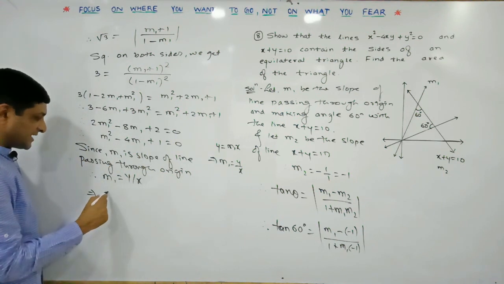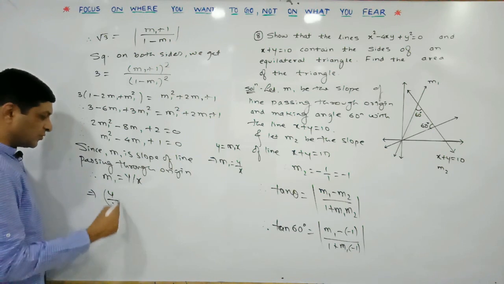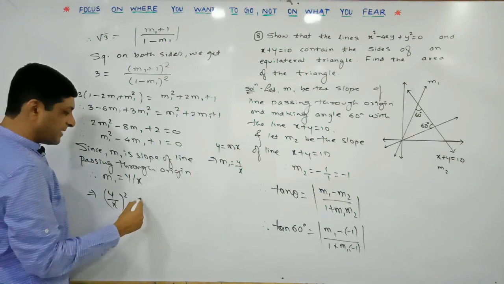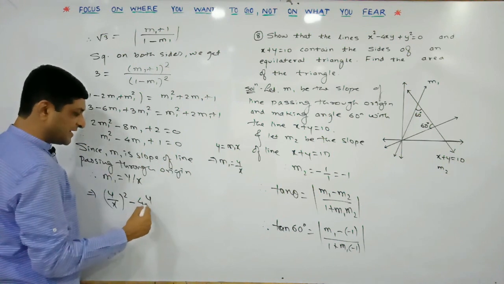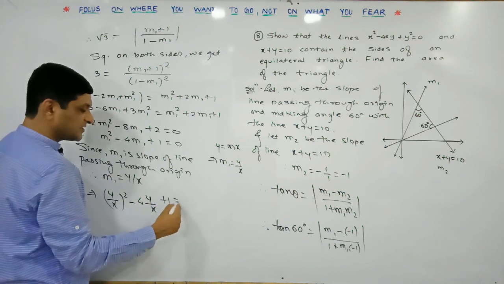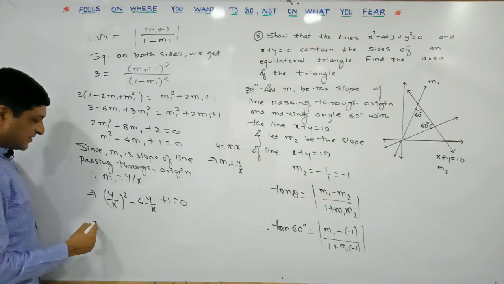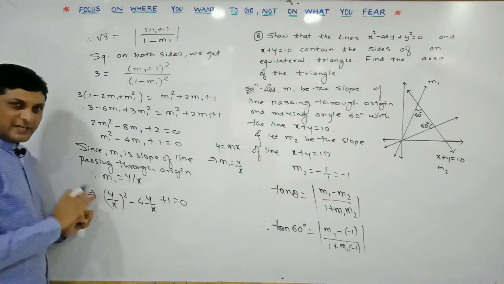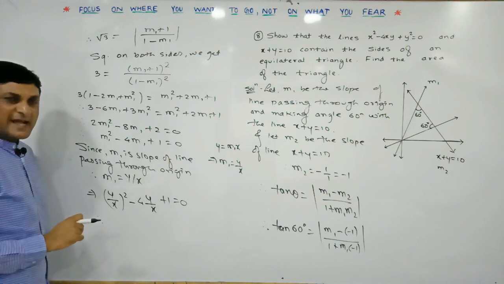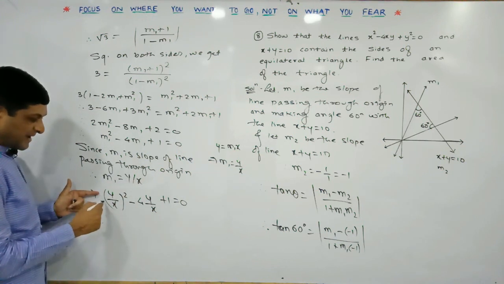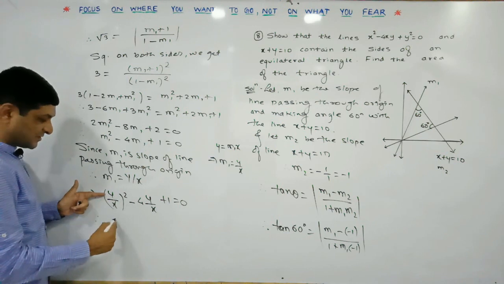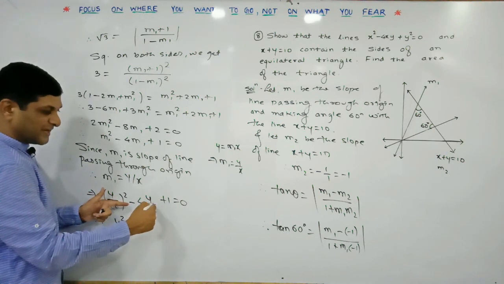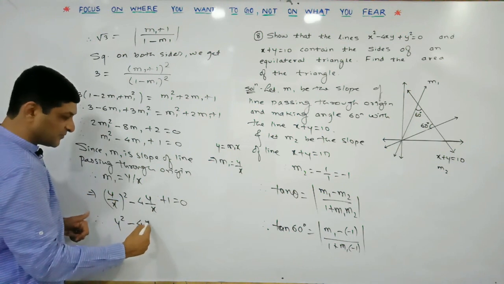So this implies that (y upon x) whole bracket squared, just simply replace m1 by y by x. Minus 4 as it is, again m1 will get replaced by y by x, plus 1 is equal to 0. Therefore, to eliminate this x square from the denominator, we are multiplying all the terms by x square. If I multiply by x square, x square will get cancelled, and the remaining term is y square. If I multiply here by x square, x and 1x will get cancelled, and we will get minus 4xy.